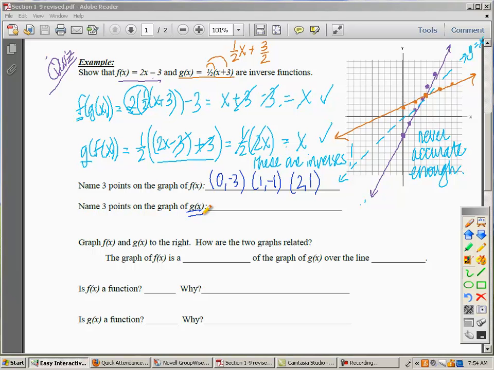Well, if you look in G, there's this point here of (-3, 0). And if you look, I have a point of (-1, 1). And if I look, I have the point (1, 2). And what you'll notice, and we talked about above, is these switch the x and the y. Therefore, these are inverses.